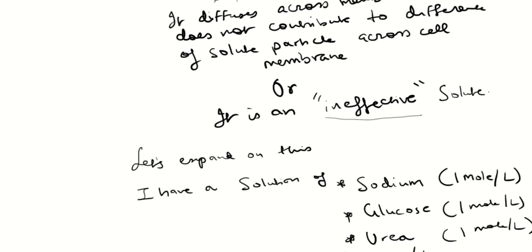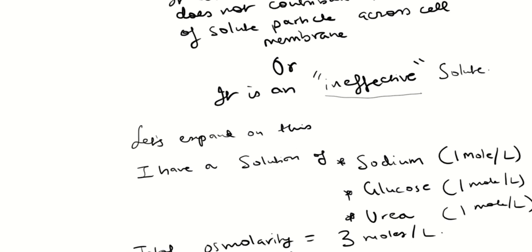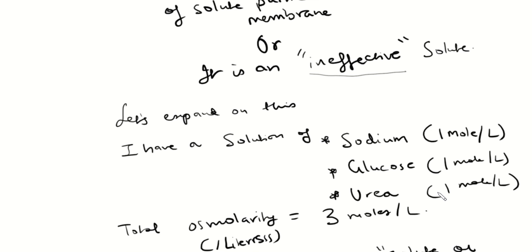Okay, so let's look at an example and see if we can make a little more sense out of this. I have a solution of sodium, glucose, and urea. It's one solution, it's got sodium in there, glucose in there, urea in there, and let's say 1 mole of each.